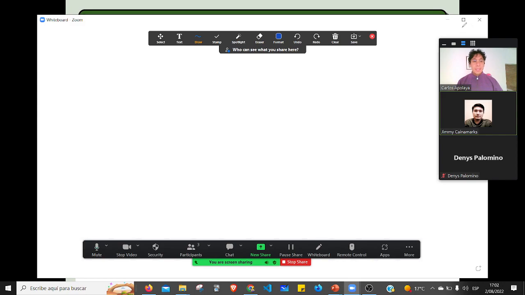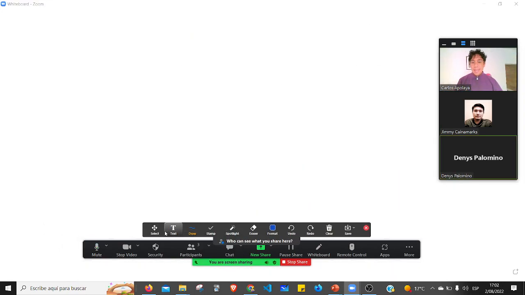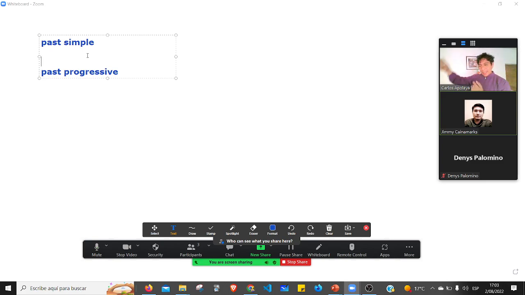Okay, can you see my whiteboard? Yes. Well, guys, you know that the past simple, we use the past simple when we want to talk about an action that started in the past and is completed, right? Yes. Then we have the past progressive or past continuous. The past continuous or the past progressive is an action that started in the past, okay, and was happening at that point.